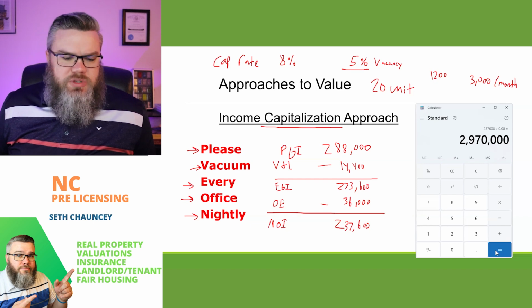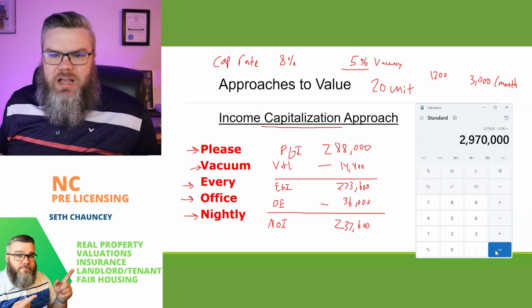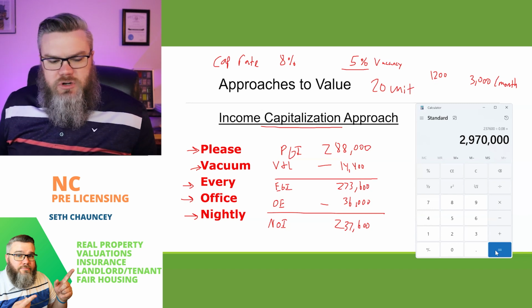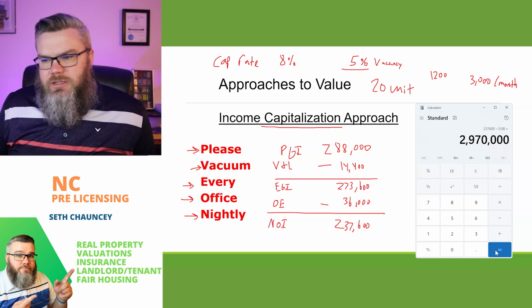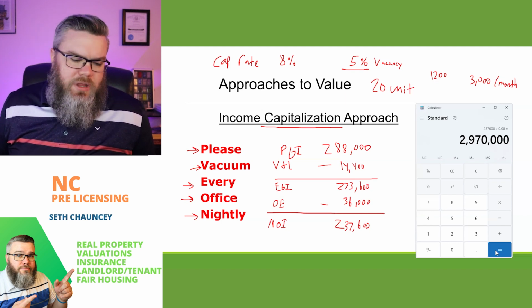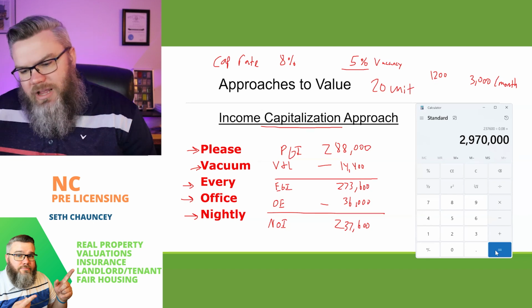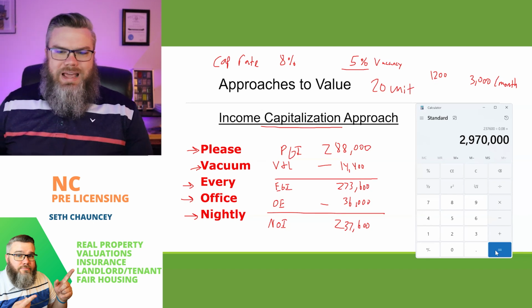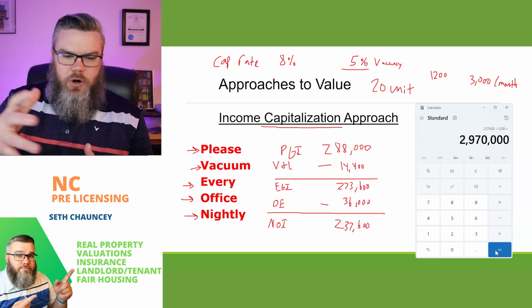Your potential gross income, what you could make in a perfect world with fairy dust and unicorns, minus your vacancies and losses, gives you your effective gross income. Effective gross income minus your operating expenses gives you your NOI. And NOI divided by your cap rate gives you the value of a piece of income producing property under the income capitalization approach, also called the direct capitalization approach.